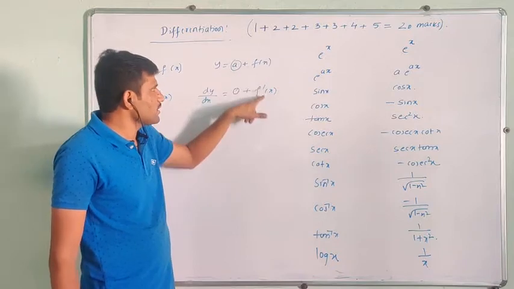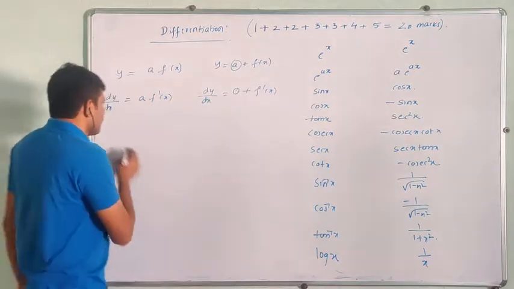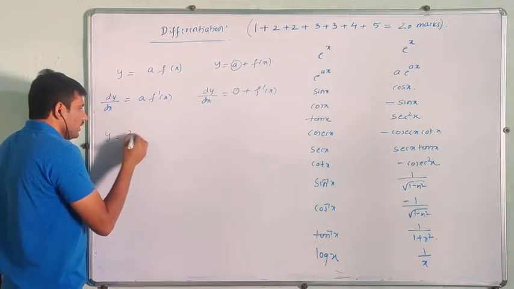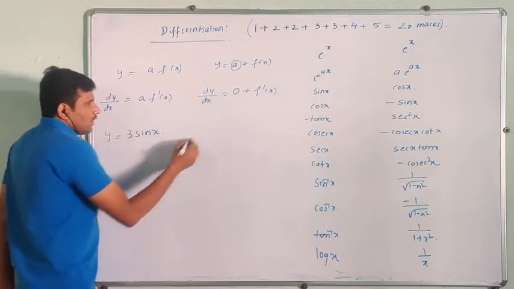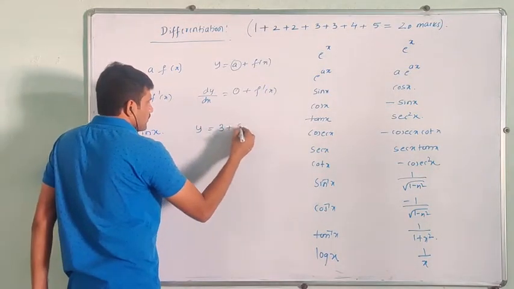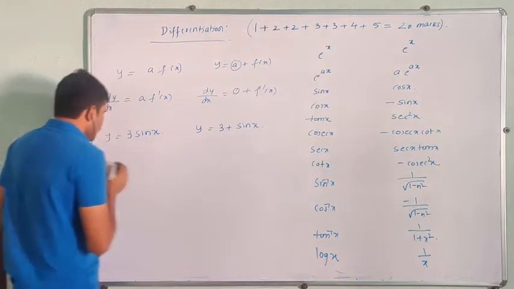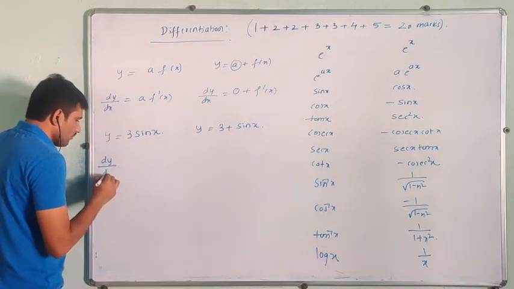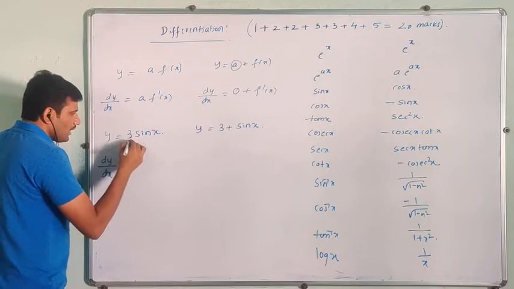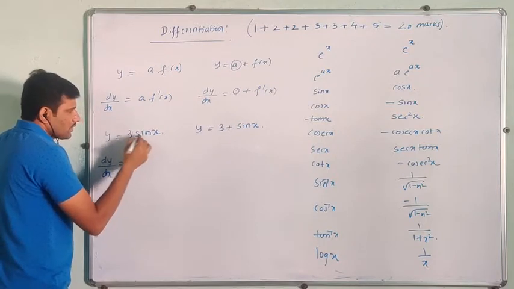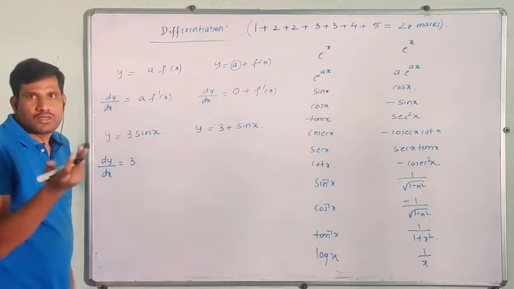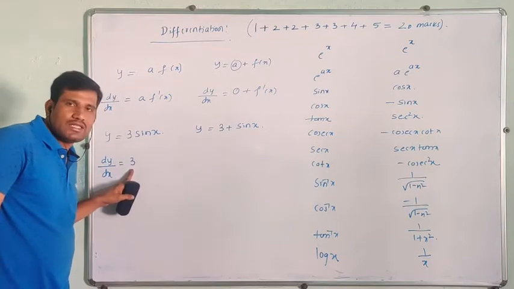So therefore, the derivative of f of x is f dash of x. For example, y is equal to 3 sin x, and here y is equal to 3 plus sin x. What is the difference? When we differentiate this function, that is dy by dx, 3 we have to write as it is because here it is a product. What is the relation between 3 and sin x? It is a product. So when it is a product, we have to write this 3 as it is.